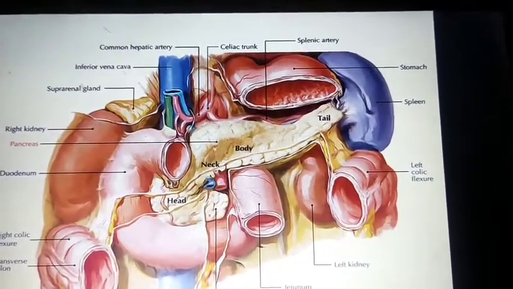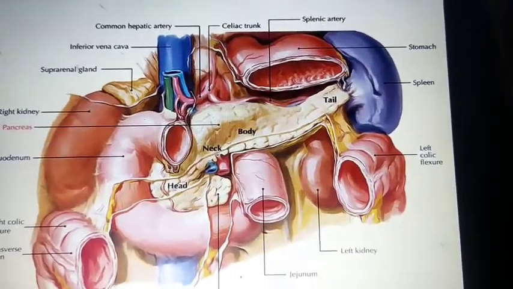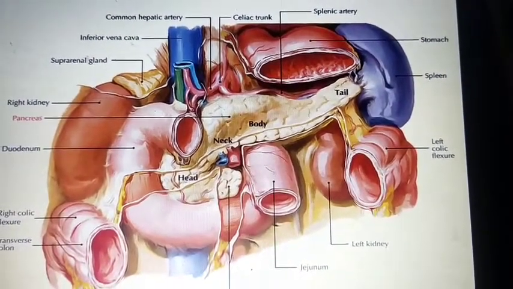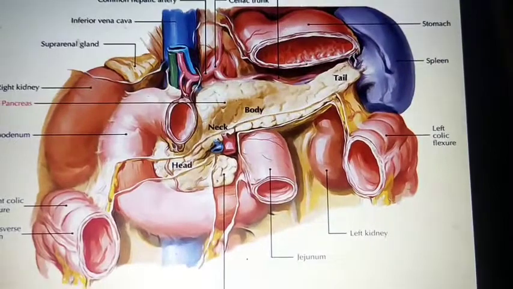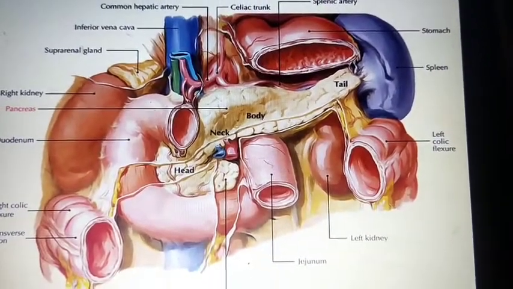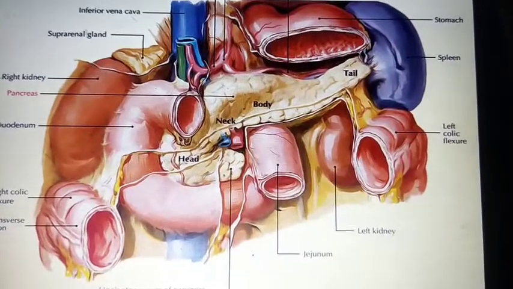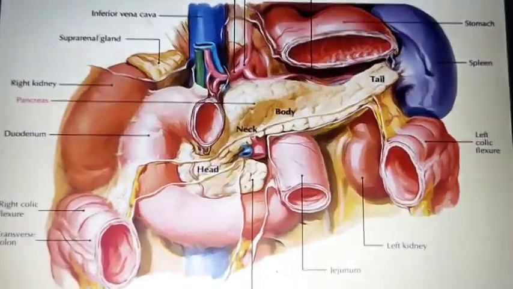Head further has three borders: one is the superior border, one is the right lateral border, another one is the inferior border, and it has two surfaces, one the anterior surface, another one the posterior surface. You can go for the next slide.